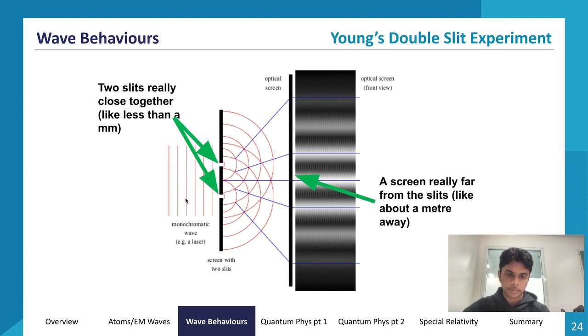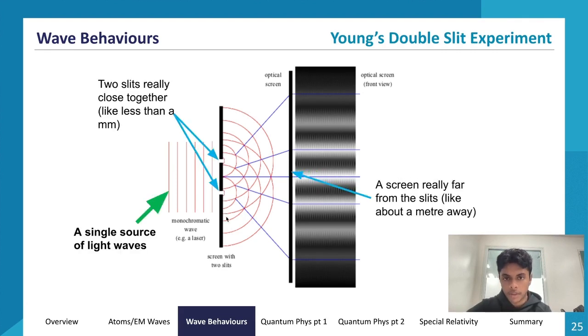So we have a monochromatic wave, like a laser, for example. The light from the laser hits this line that we call a diffraction grating. It hits the diffraction grating, and at these gaps it starts diffracting. It diffracts through these gaps, and now these two diffracted waves start interfering with one another. So we have a single source of light waves, and the screen is really far away from the slits, about a meter away.